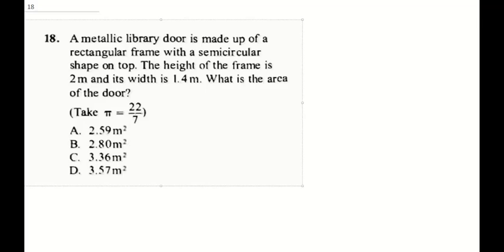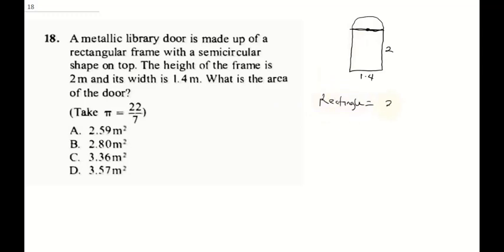Now, before you can solve this question, you must be able to sketch this. Since it's a rectangular frame, this is what our door looks like. Then on top, there's a semicircle. Now, notice this is 1.4 and the height is 2. So if this is 1.4, you should notice, this is also 1.4 and this is the center of the circle, of our semicircle.